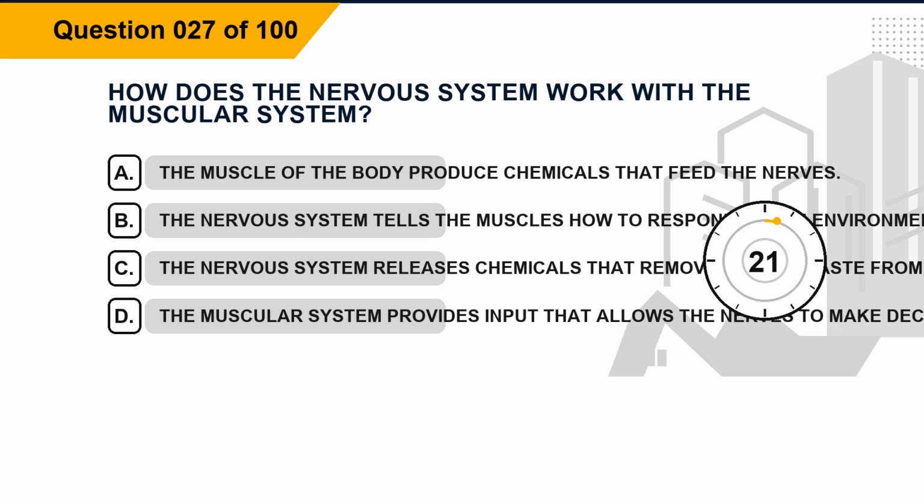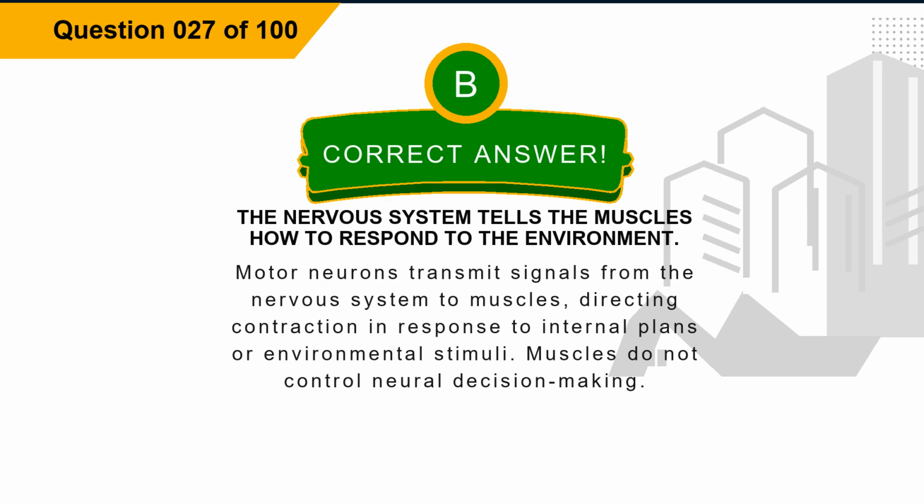Question 27. How does the nervous system work with the muscular system? Option A, the muscle of the body produce chemicals that feed the nerves. Option B, the nervous system tells the muscles how to respond to the environment. Option C, the nervous system releases chemicals that remove excess waste from the muscles. Option D, the muscular system provides input that allows the nerves to make decisions. The correct answer is option B, the nervous system tells the muscles how to respond to the environment. Explanation: motor neurons transmit signals from the nervous system to muscles, directing contraction in response to internal plans or environmental stimuli. Muscles do not control neural decision-making.